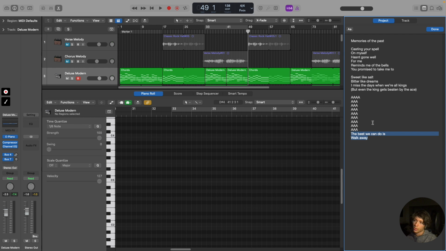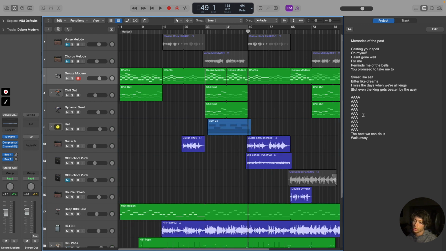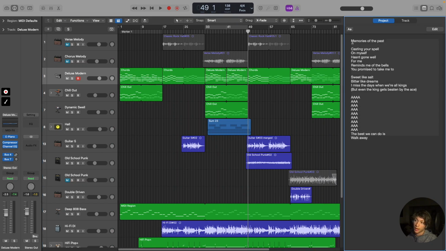I'm going to record these and then put them in, and then that will be the start of our lyrics. Lyrics are my worst part, so this is definitely going to be like a two-part thing, creating the lyrics, because I am just awful at lyrics.